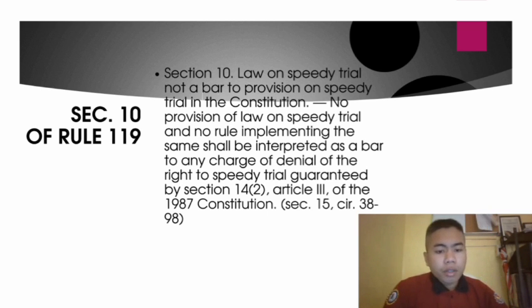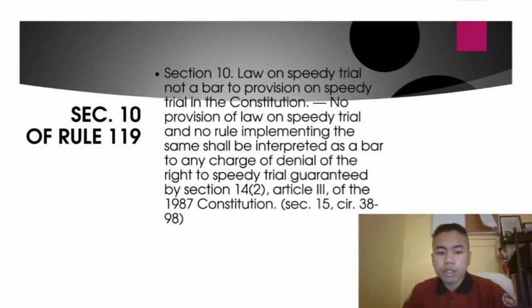In summary, Rule 119, Section 10 of the Revised Rules of Criminal Procedure is a provision that ensures that the right to a speedy trial guaranteed by the Constitution cannot be undermined by any provision of law or rule implementing the speedy trial. It is a safeguard that protects the constitutional rights of accused persons and ensures that they receive a fair and prompt trial. So that is Section 10 of Rule 119.